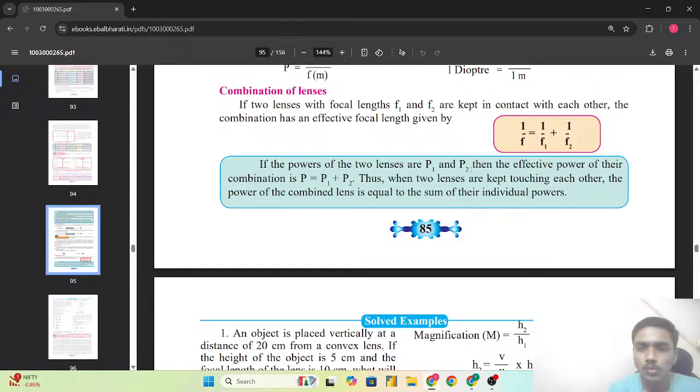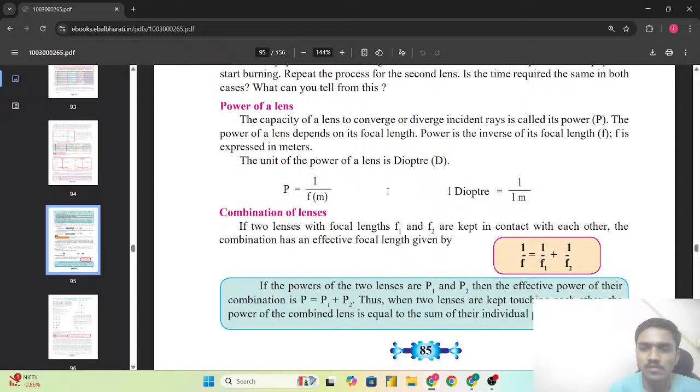If the powers of the two lenses are P1 and P2, then the effective power of their combination is P is equal to P1 plus P2. Thus, when the two lenses are kept touching each other, the power of the combined lens is equal to the sum of their individual powers. So from this we can conclude that 1 upon f is equal to 1 upon f1 plus 1 upon f2.